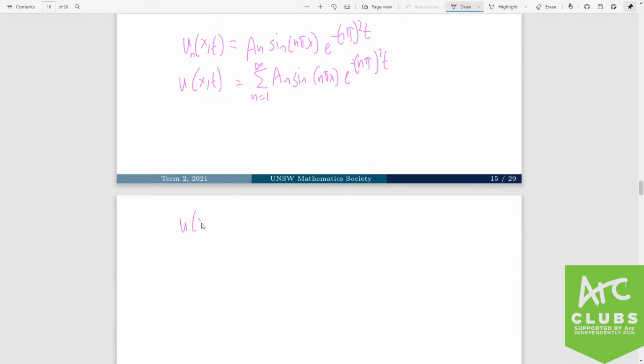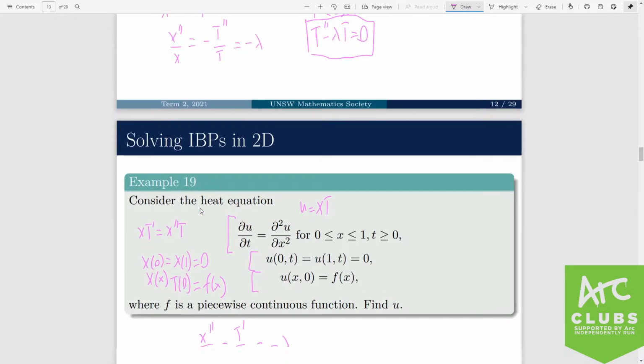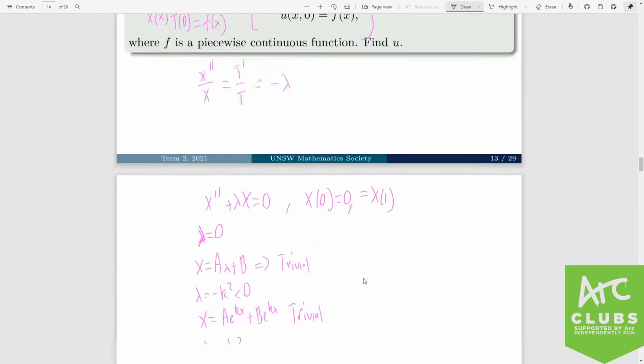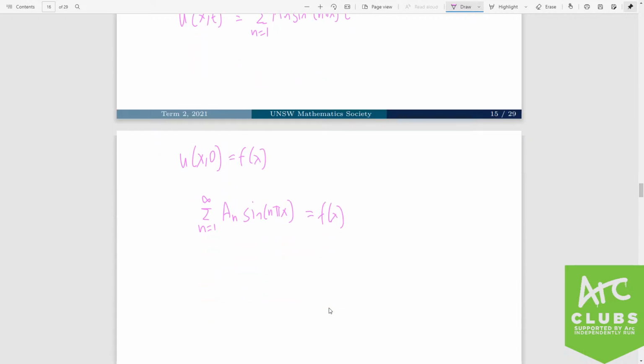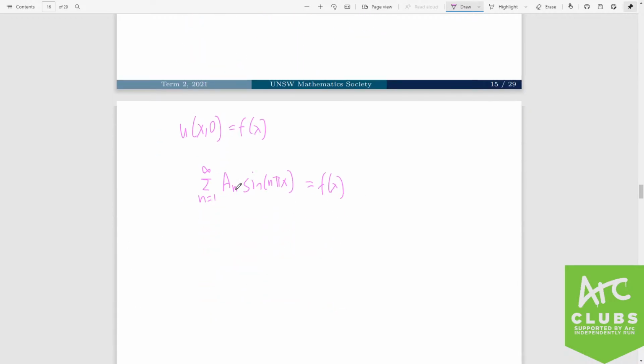So we had one last condition which we haven't used, which is this one. So u(x, 0) is equal to f(x). That was the final condition. So we sub in t equals 0. That means we have the sum from n equals 1 to infinity of a_n sine n pi x, and at t equals 0, e to the 0 is 1, so that's just 1. This is equal to f(x). And we don't know what f(x) is, but if we did, we could use f(x) to solve for a_n.